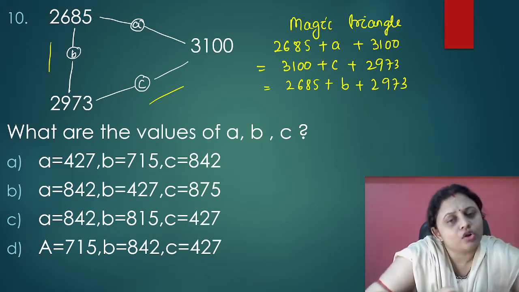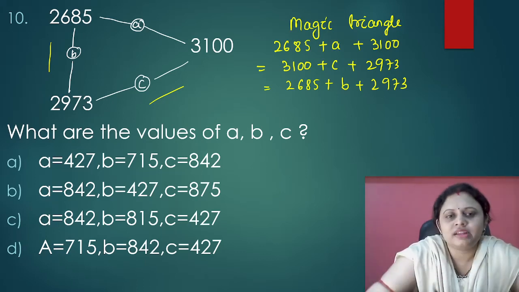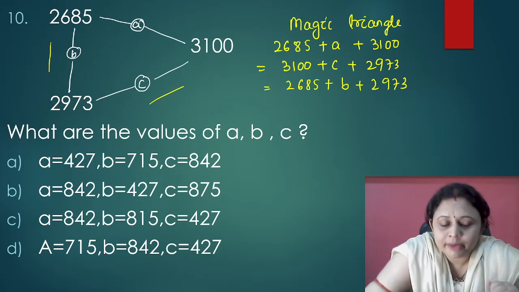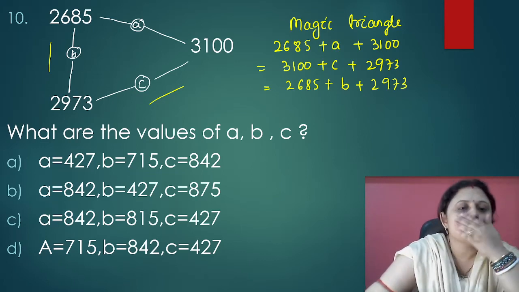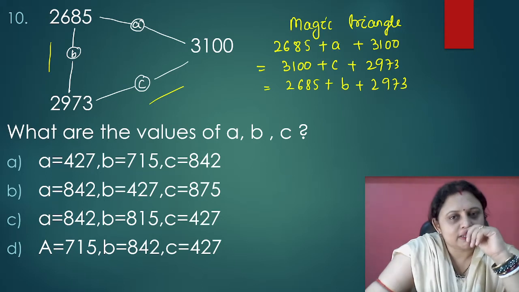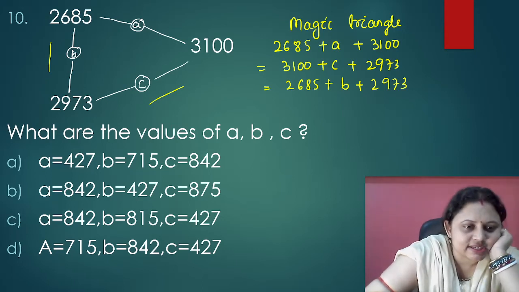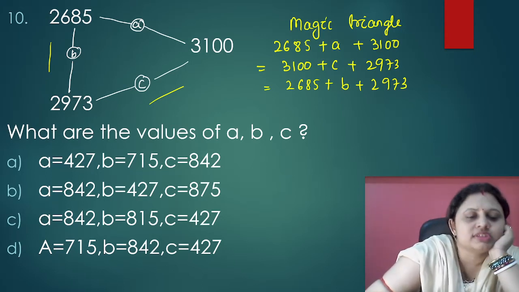Okay, you attend all the questions and keep this one to solve last. So let me give you a short trick here. We don't know what the sum is, so we have to check these options A, B, C.